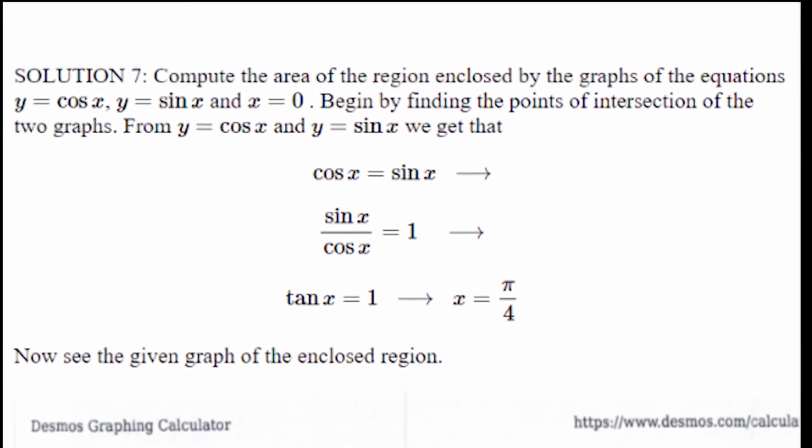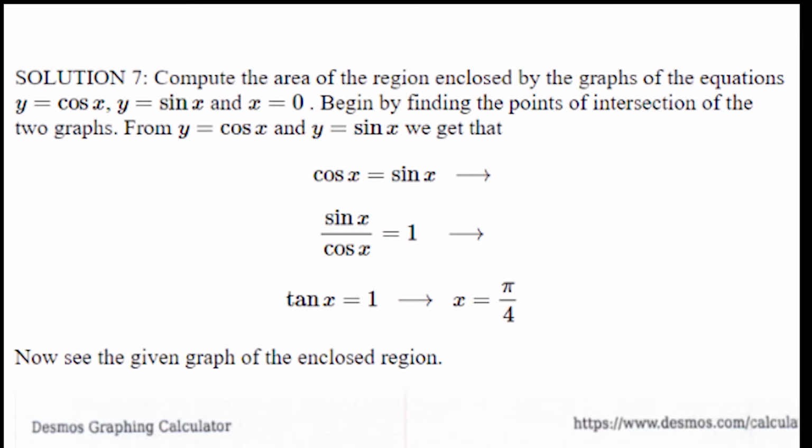Compute the area of the region enclosed by the graphs of the equations y equals cosine x, y equals sine x, and x equals 0. Begin by finding the points of intersection of the two graphs. From y equals cosine x and y equals sine x, we get that cosine x equals sine x. Therefore, sine over cosine x equals 1. That is, tan x equals 1, which in turn gives us the value of x, which is pi over 4.